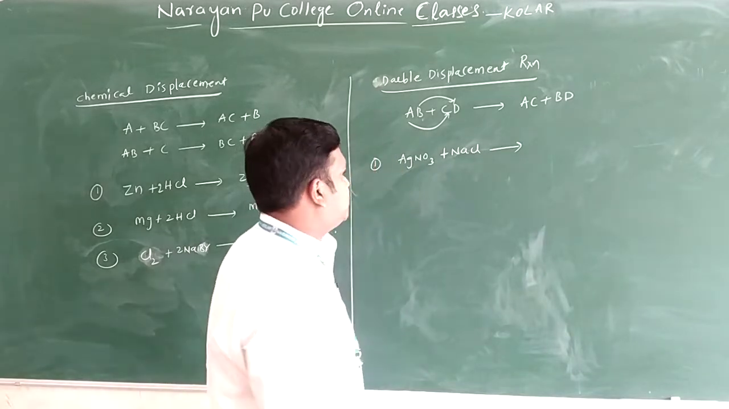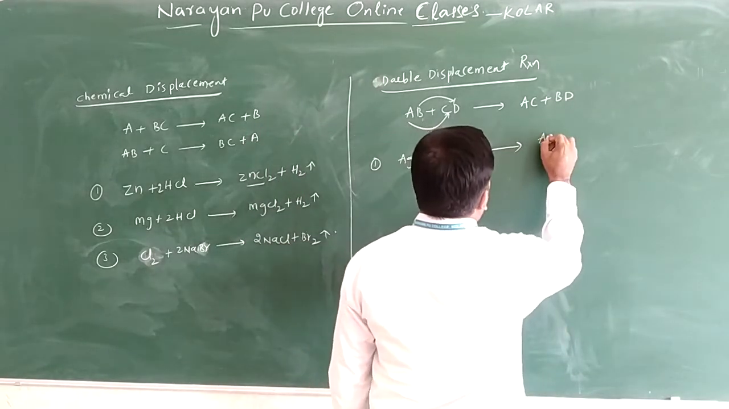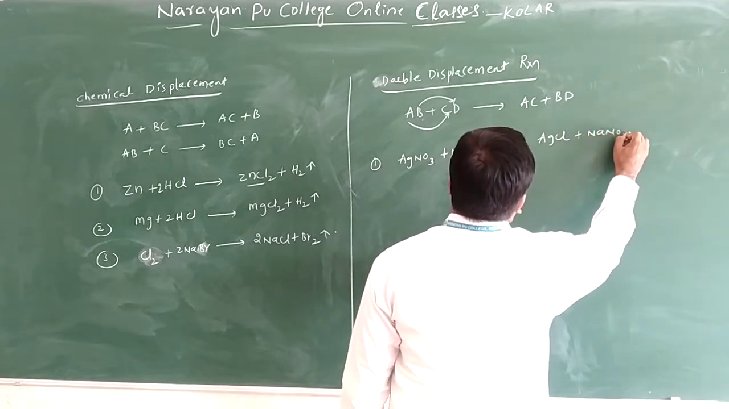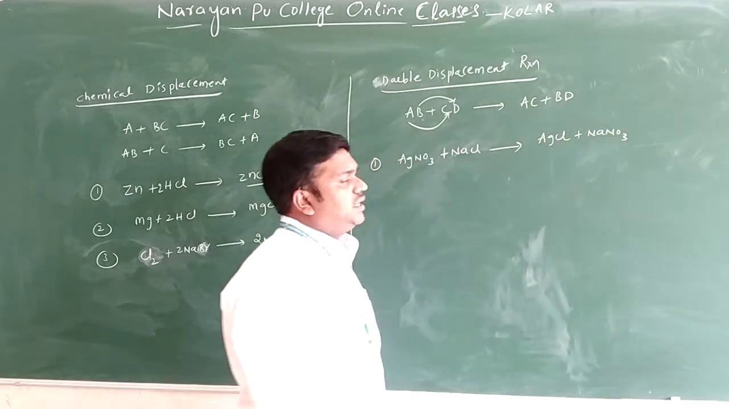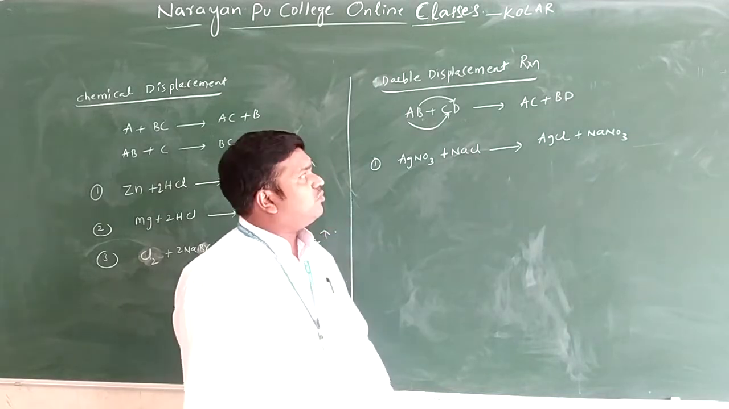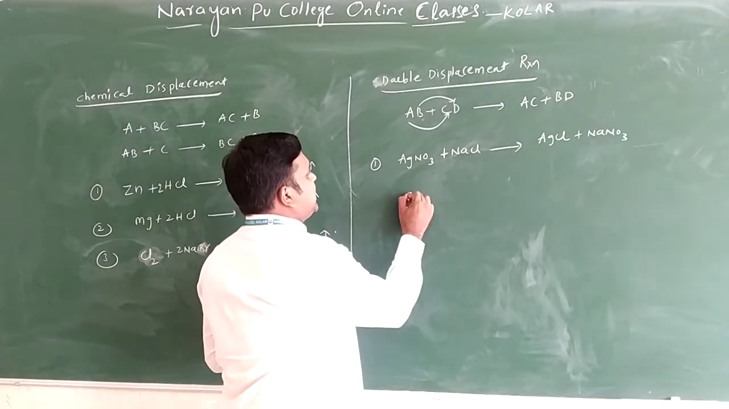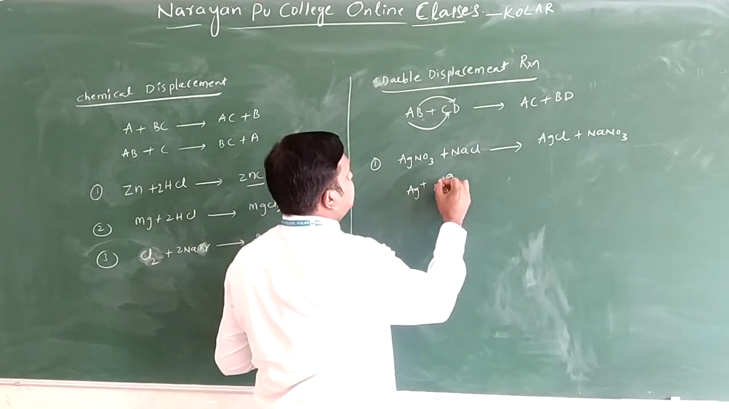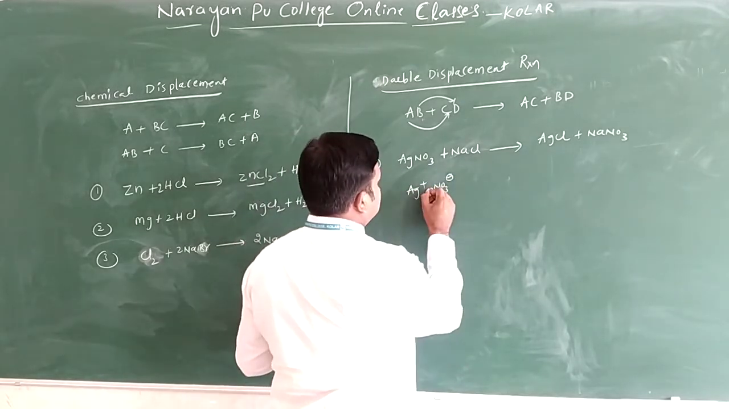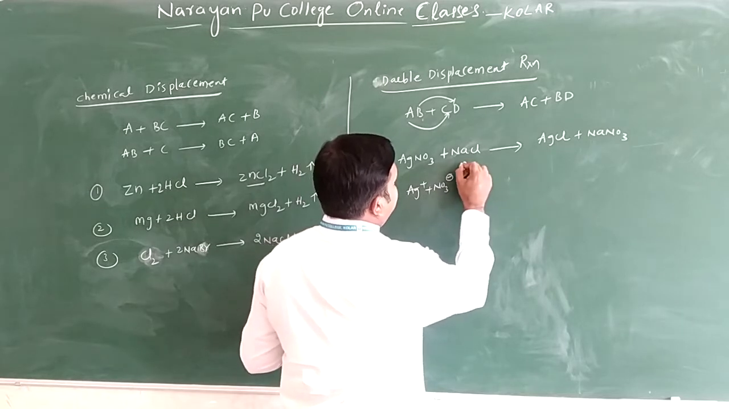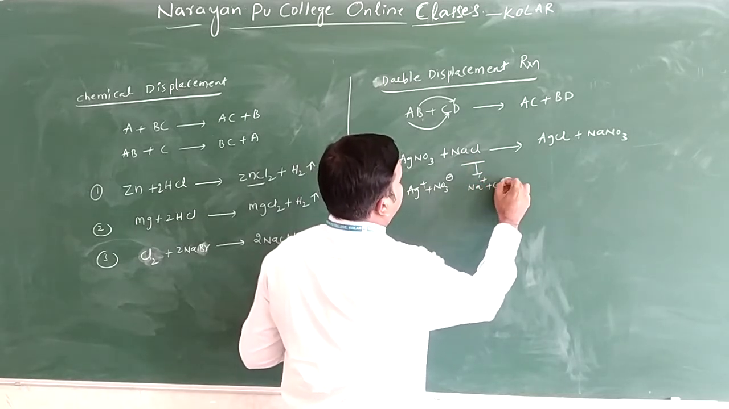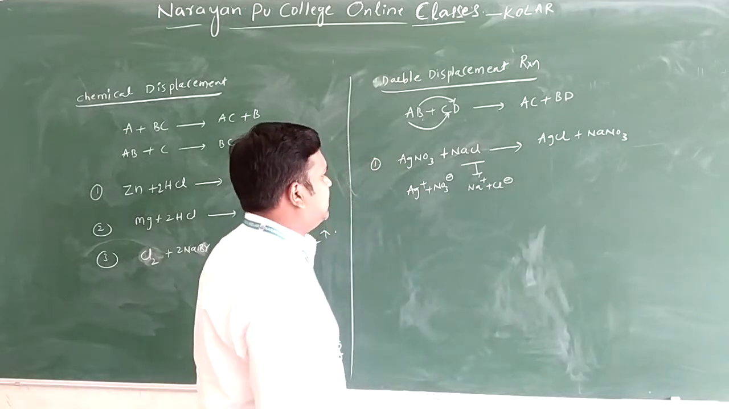AgNO3 reacts with NaCl. You will get AgCl plus NaNO3. How can you say this reaction is an example of double displacement? Let us see, AgNO3 dissociates into Ag plus and NO3 minus, and NaCl into Na plus and Cl minus.